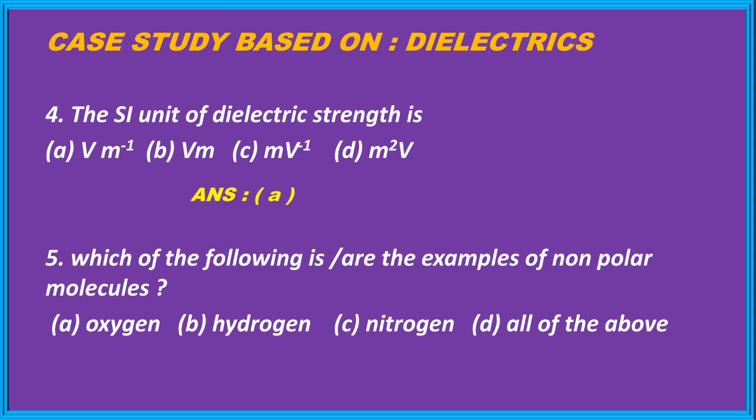Now question number 5. Which of the following are examples of non-polar molecules? Oxygen, hydrogen, nitrogen, all of the above. Here your correct answer is all of the above.